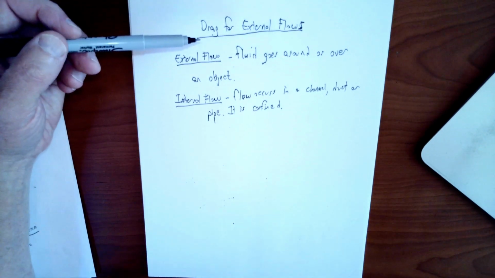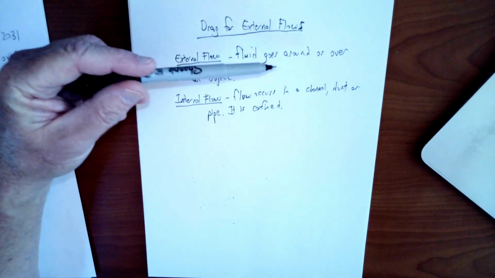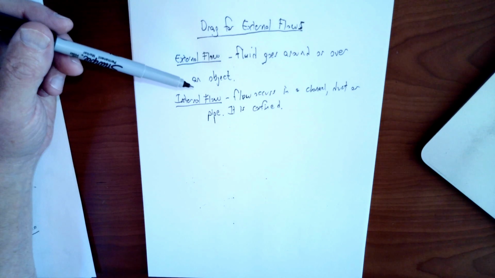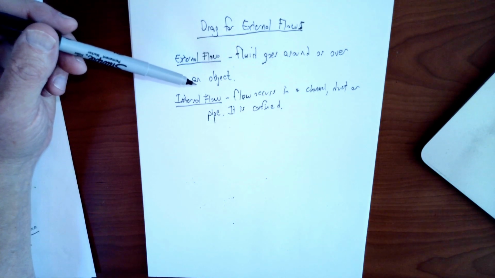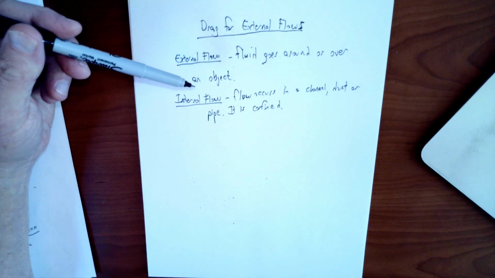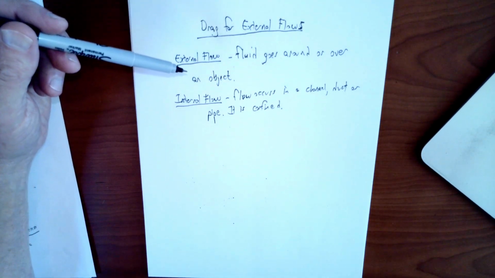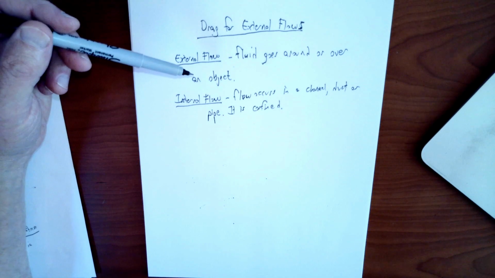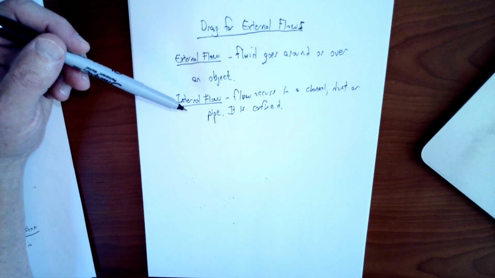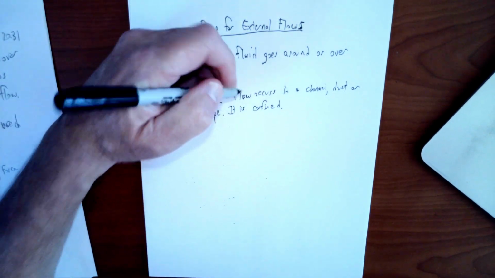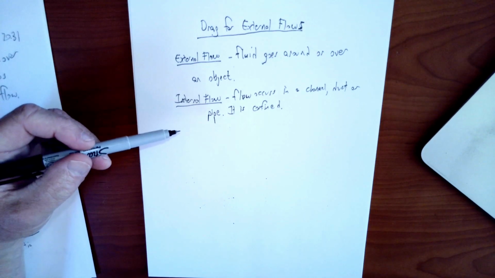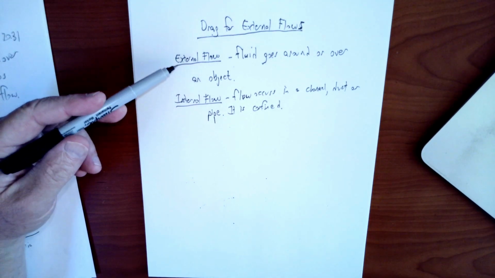So we're going to define external flows. External flow is fluid that goes around or over an object. So this would be a cylinder with fluid going around it, a plate with fluid going over it, a step with fluid going over it, or a step going down the other way. Any of those flows would be considered external flows. An internal flow is flow that occurs in a channel, a duct, or a pipe. That is, it's flow that is actually confined. So we're going to be looking at external flows now.